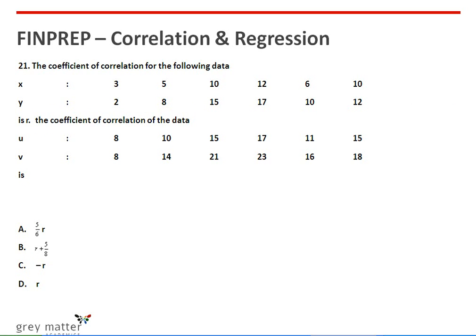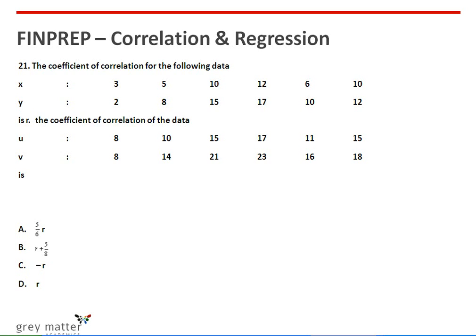21st question. The coefficient of correlation for the following data, x and the corresponding y values are listed. That is 3, 2, 5, 8, 10, 15, 12, 17, 6, 10 and 10, 12. And the coefficient of correlation is given to be r for that distribution. Now we need to find the coefficient of correlation of the data given below, where u and v follow as 8, 8, 10, 14, 15, 21, 17, 23, 11, 16, 15, 18.